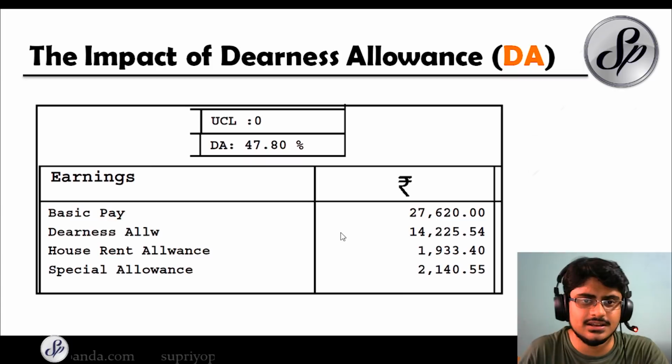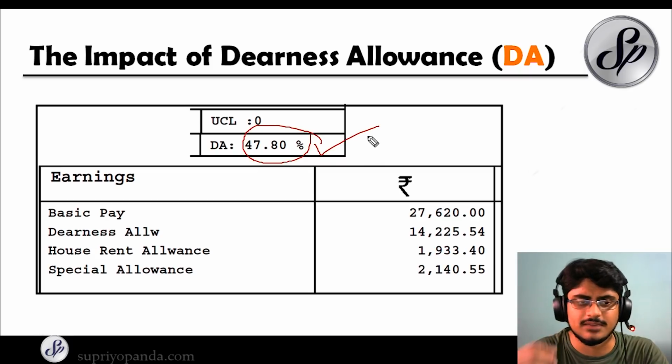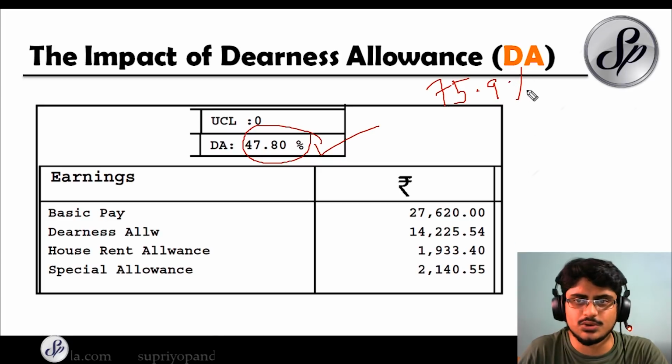I'll just show you with a figure, you will understand better. As I told you, the DA that I am working with from my first salary slip is 47.8%. This was the DA a long time back, and right now it has of course been hiked to 75.9%. So that is the current figure, 75.9%. But I will be showing you with this salary slip. So I'll just show you what is happening. So basic pay, as we told already, is 27,620, and now the dearness allowance, this figure.